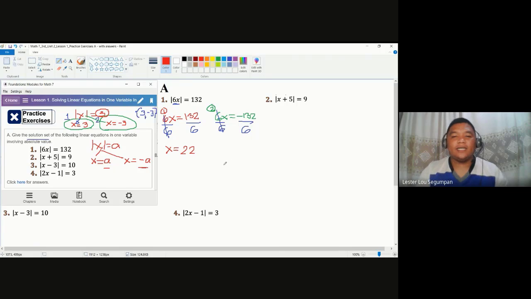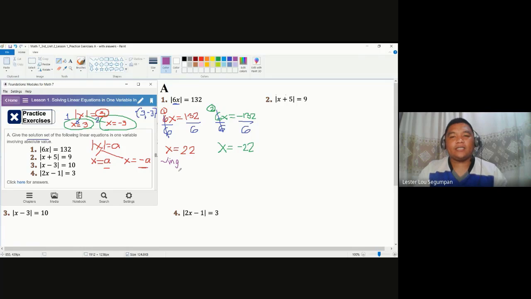Let me check that first. 6 times 2 is 12. 2 carry 1, 12, 13. That's correct. So the first answer here is positive 22. So we are going to proceed with the second case. So x here shall become negative 22. Both of these, as you can see, are simply opposites, positive and negative 22. But before we could come up with a solution set, we need to do the checking.